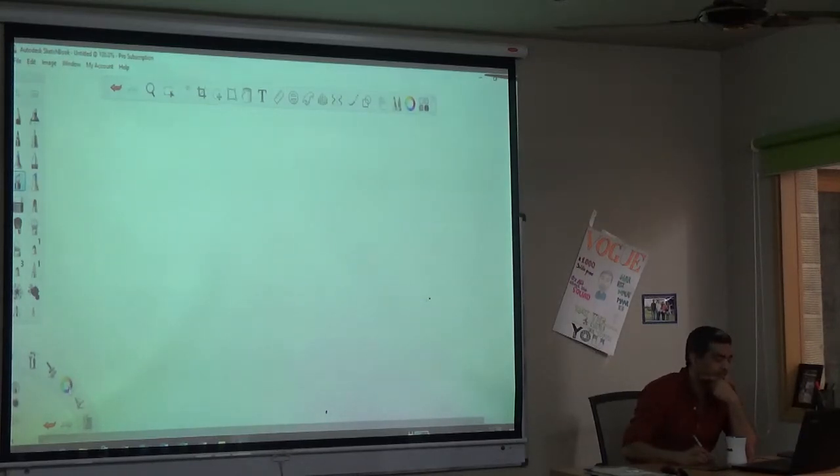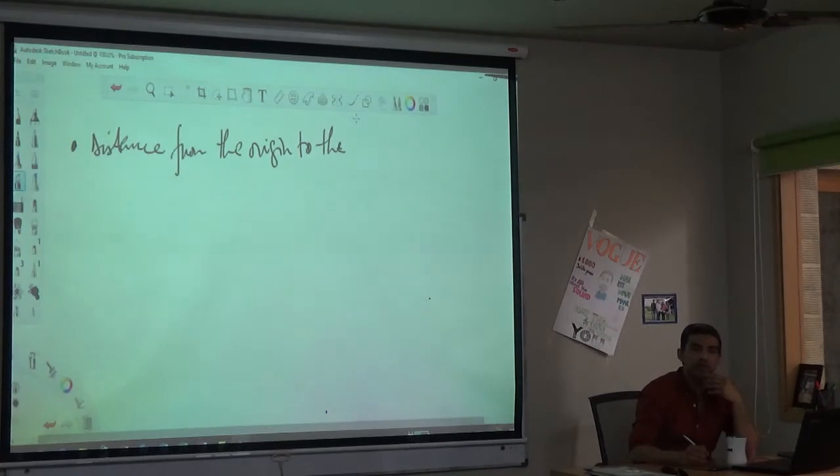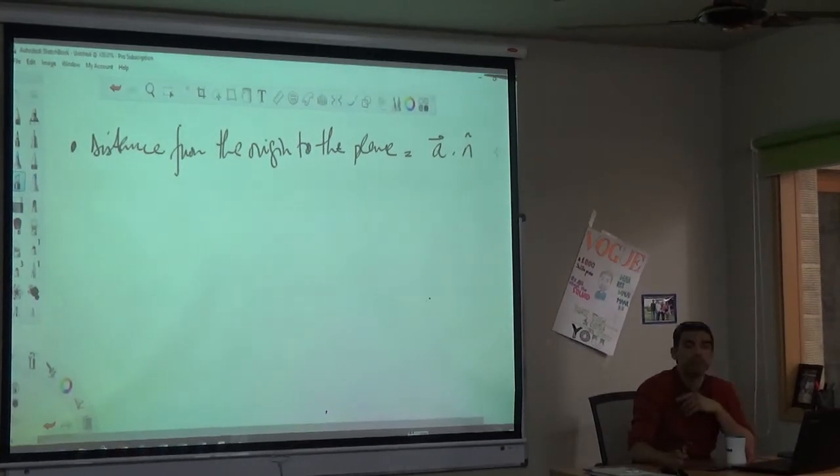One very important thing is that if you're finding the distance from the origin to the plane, now I'm not talking about any random point outside the plane, I'm talking specifically about the origin. The distance from the origin to the plane is straight away given by a dot n hat. You know what n hat is? It's a unit normal vector. So you directly do this and you'll get the answer for the distance from the origin to the plane.